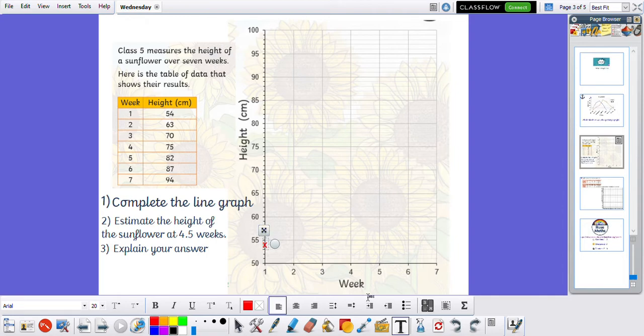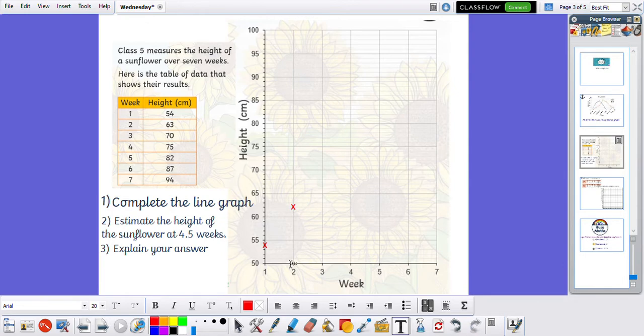Yours will be more accurate because you won't be doing it on a computer. You'll be doing it drawn. You might need to draw these graphs out in your book when you come to do your maths, but that's fine because you've got squared paper. Then it says week 2, 63, so I'm going to go along to week 2 and then up to 63. So 63 is about there.